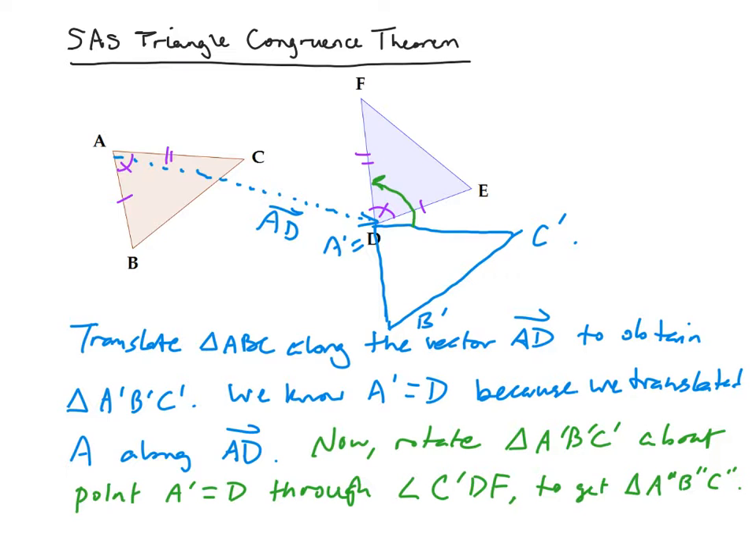Okay, so what do I know is going to happen if I do that? I certainly know that this side here is going to fall exactly onto that side, because I'm rotating it through the angle that would cause this to do that. So I know that at least the ray from D through C prime is going to end up on this ray.